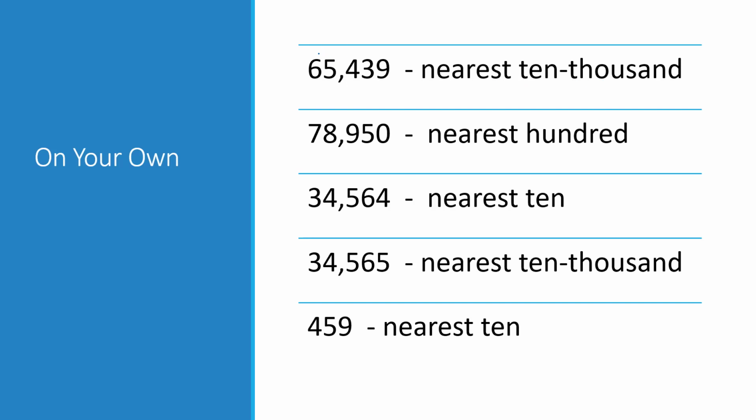Here's the 10,000s place, which is the 6. The number behind it is a 5. That means the 6 is going to bump up to a 7. Everything else is going to change to zeros.